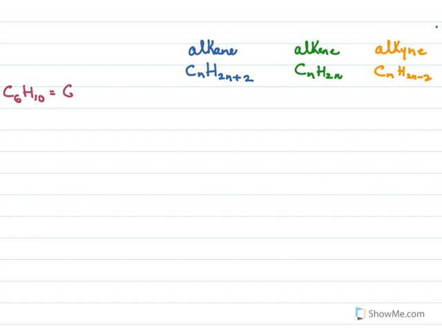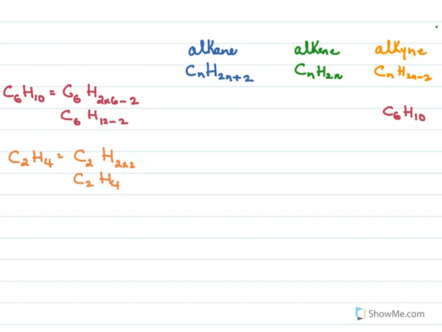We'll take up the next one, and this is C6H10. Now C6H10 is 2 into 6, 12, minus 2 to give you 10. So C6H12 minus 2, and that would belong to alkyne. So C6H10 would belong to alkyne. Next we have C2H4, which is C2, H is 2 into 2. That's it, we got 4. So C2H4 would be an alkene.